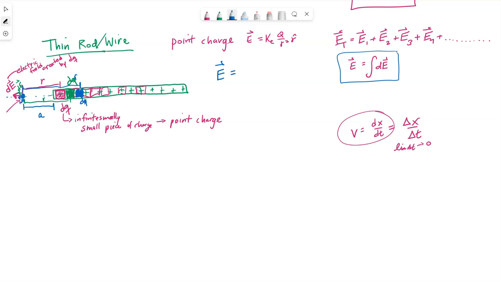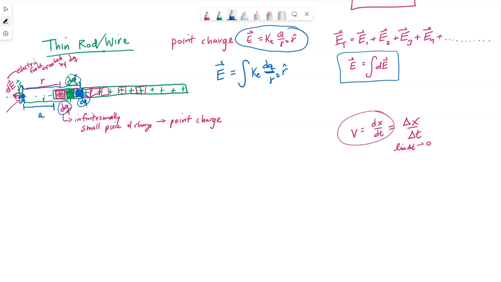ultimately we're saying that if we take the electric field of a point charge, where Q is represented by dq, any one of these little pieces of charge, and how far away they are from the point of interest. By adding all of these electric fields up, we can find the overall electric field at that point due to the entire length of rod that has charge on it.